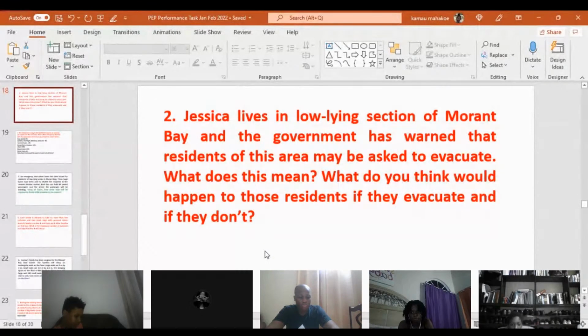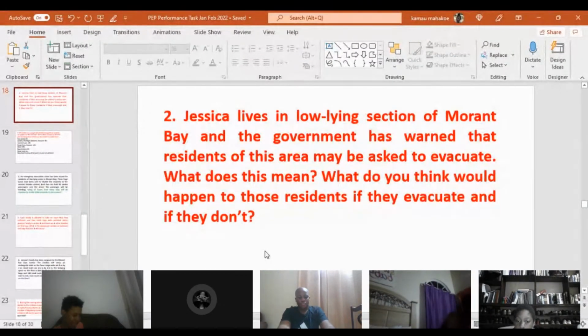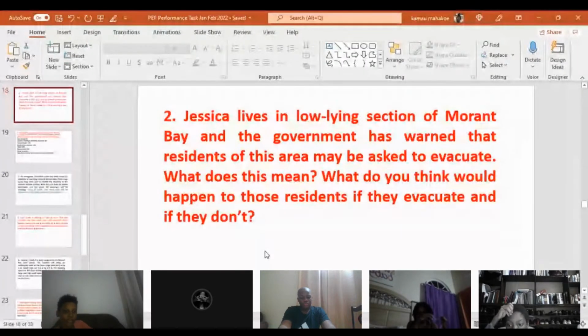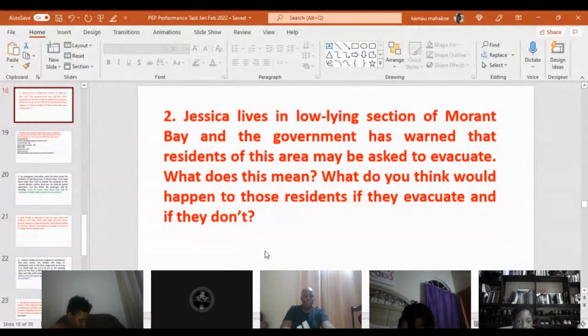Each person will tell me what they think, right? So Legende, you go first. I was thinking, Miss, if they don't evacuate, they will die. And if they evacuate, then they will be more safe than staying at the low-lying section of Morant Bay. What does it mean to evacuate? To leave a place for a safer area. Okay, so to leave a dangerous area and go to a safer place.